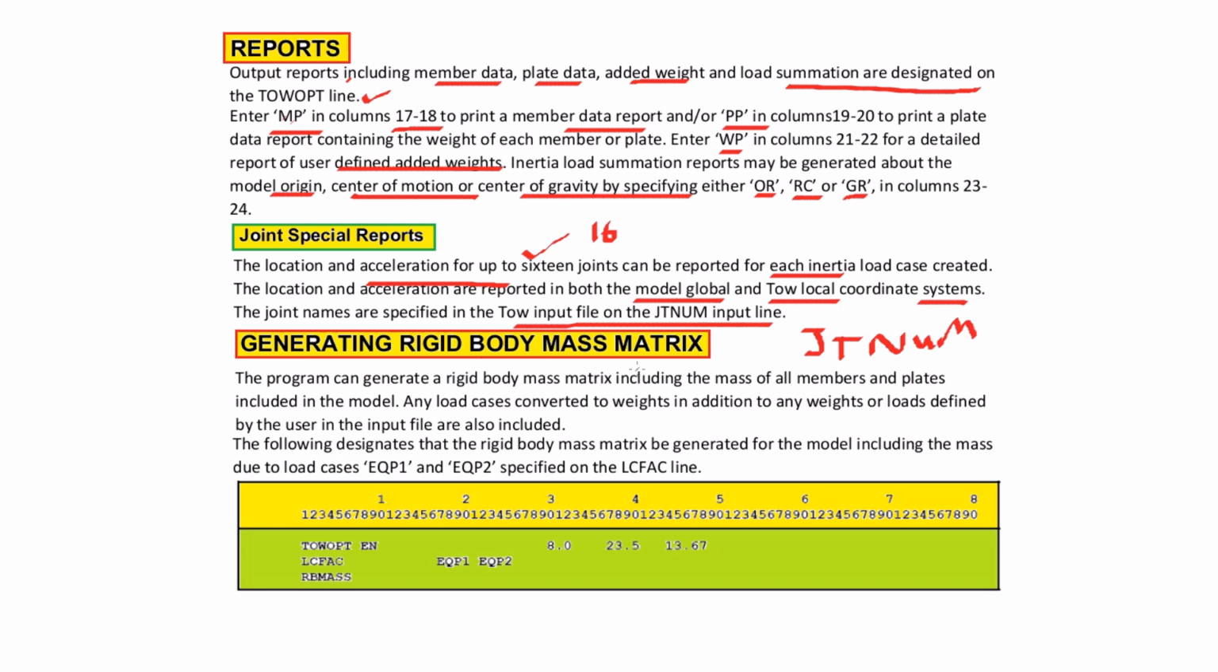In generating the rigid body mass matrix, the program can generate a rigid body mass matrix including the mass of all members and plates included in the model. Any load cases converted to weights, in addition to any weights or loads defined in the user input file, are also included. The following designates the rigid body mass matrix generated for the model including mass due to load cases EQP1, EQP2, defined in the LCFAC line.